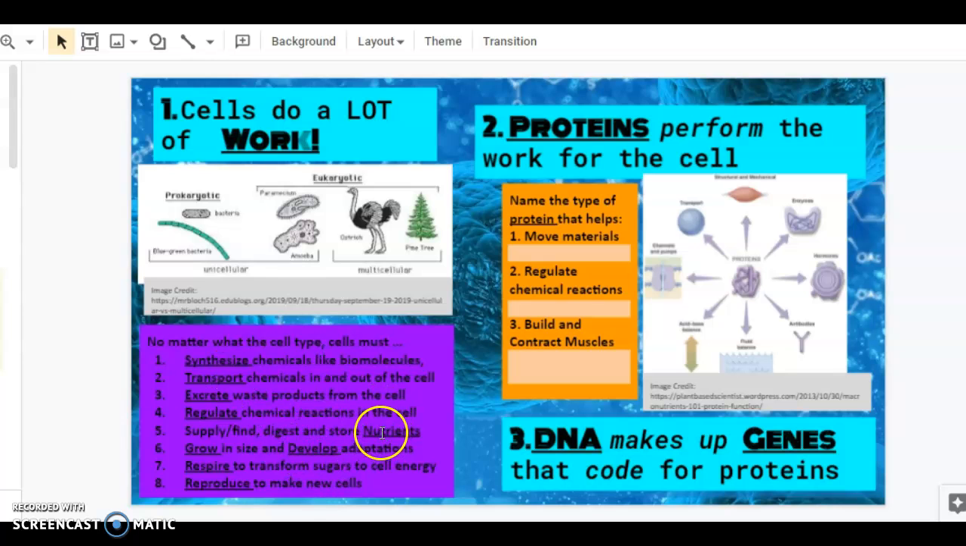What really does the work of the cell? It's the proteins that perform the work for the cell. Proteins have a specific shape, a specific structure, and based on their specific structure, the cell uses them for different things, like transport, like structure, like enzymes, like antibodies, like controlling acid-base balances.